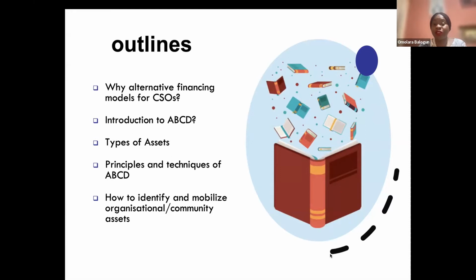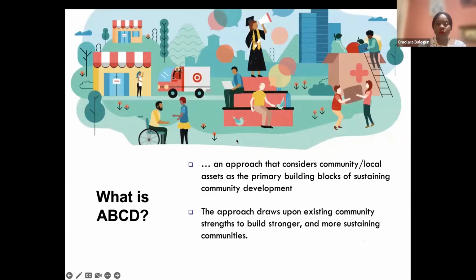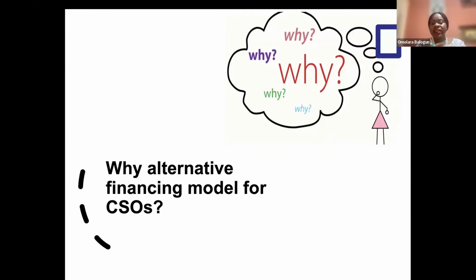Each time I mention the word community, you'll agree with me that civil society constituency in itself is a standalone community, and that should be applicable to the conversation we're having today. So why alternative financing models for civil society?